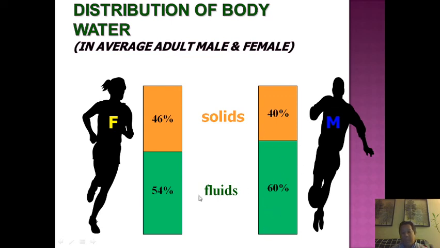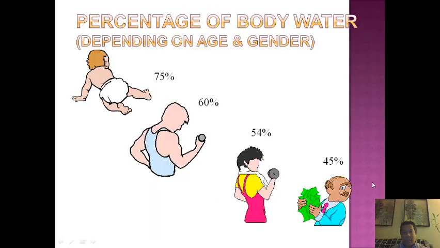So if you compare an average adult female and an average adult male, it's clear that the male has more body fluids to lose, and therefore is more susceptible to dehydration. The female has a more stable distribution of body fluids and, of course, solids. That's why they are less susceptible to dehydration.